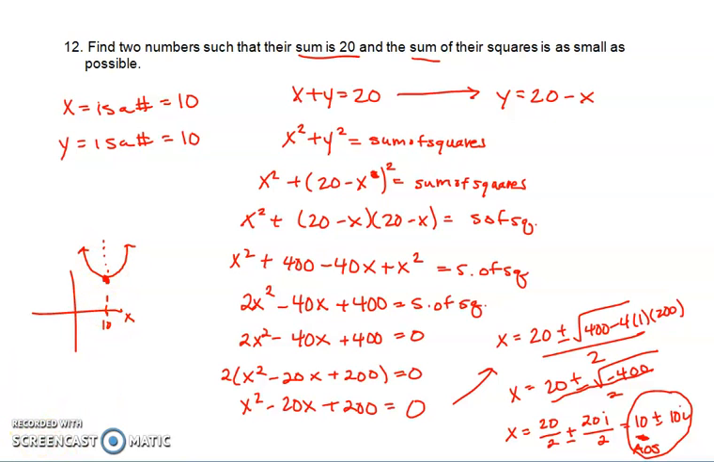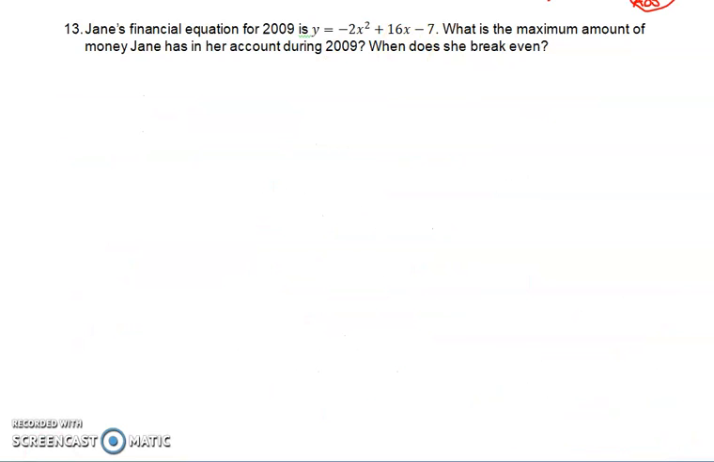Okay, let's take the last part of this video to look at question 13. So again, the first part of this is to draw a picture. I don't really have a picture to draw for a financial equation, but I have an equation. And it asks what is the maximum amount of money she will have in her account in 2009, and when does she break even? So if this is your x-axis, her account is going up in money, then coming down in money, maybe she was in debt. We want to know this point, that's your maximum. We want to know when she breaks even. We want to know our x-intercepts.